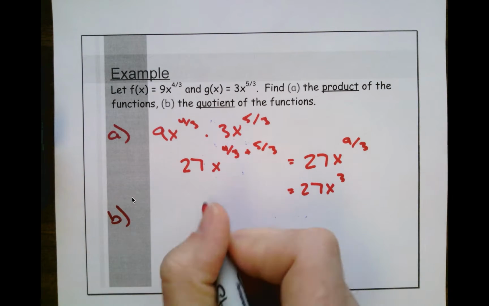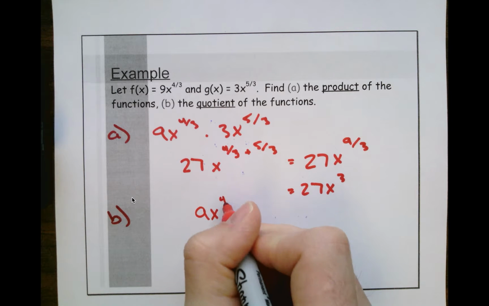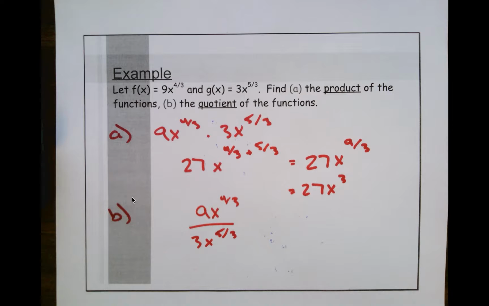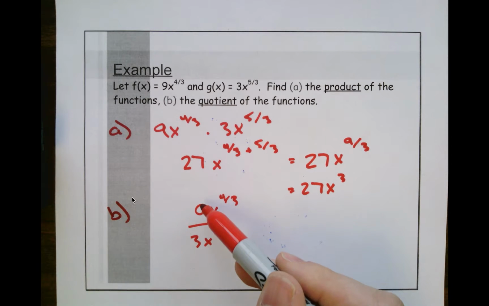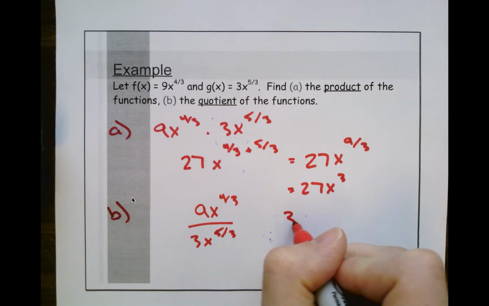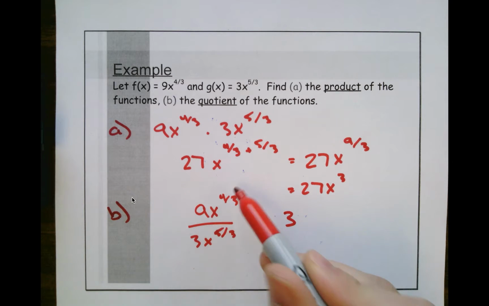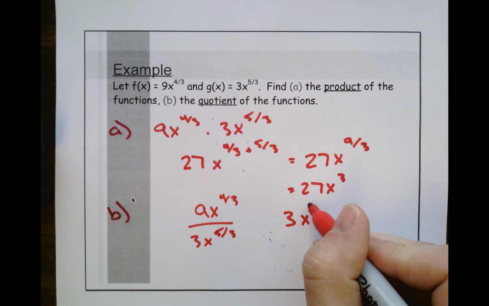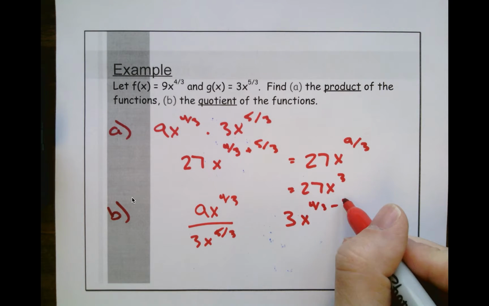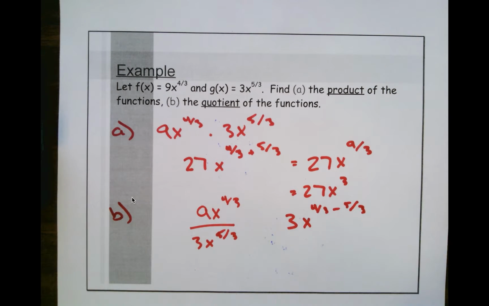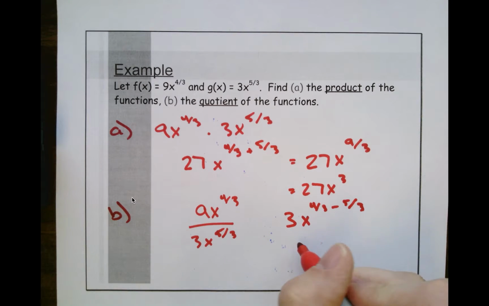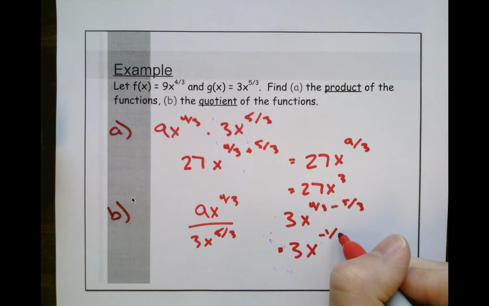If I were dividing, same concept, 9x to the 4/3 over 3x to the 5/3. Looking at this, look at our constants first. 9 divided by 3, I would have 3 in the numerator. x to the 4/3 divided by x to the 5/3, two things of the same base, subtract those two exponents. 4/3 minus 5/3. I already have a common denominator, I don't need to change that. So what I could say is that's going to equal x to the negative 1/3.